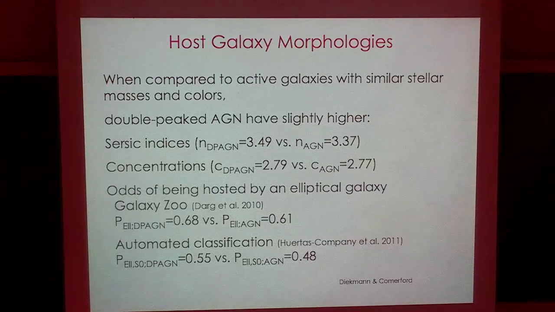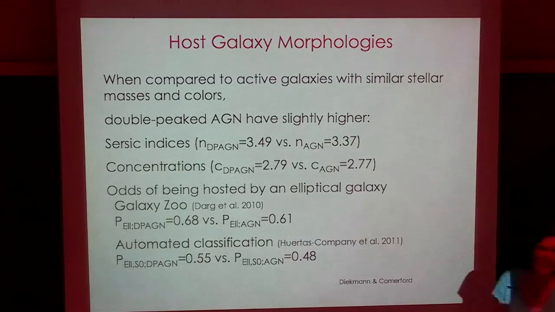This is all on average. He also looked at a Bayesian automated classification technique that uses machine learning to assign morphologies. There he finds that 55% of the double-peaked AGN are in ellipticals or S0s, and 50% of the other AGN are. Yeah? The Sersic index and the concentrations, did you remove the AGN point source before measuring those? No, we just took concentrations and Sersic indices that were measured in value-added catalogs. The AGN point source will make it look bulgier than it really is. Right, so that's why we did as many different things as we could. With the citizen scientists, this is also an issue, because a bulge looks like a point source.